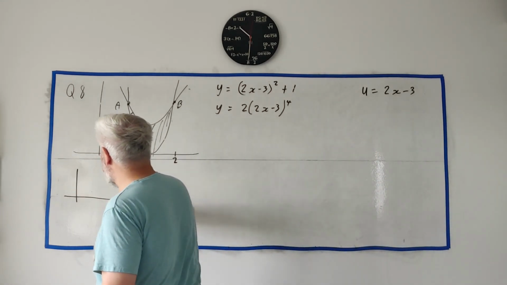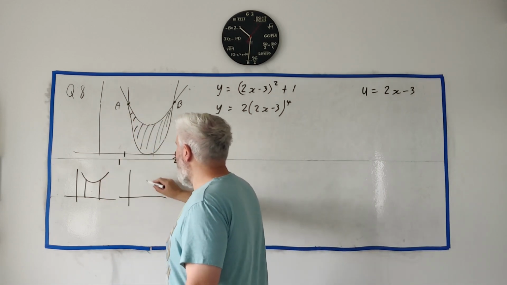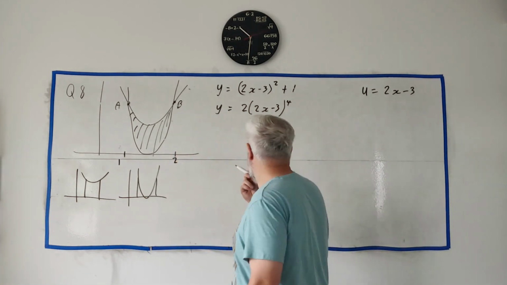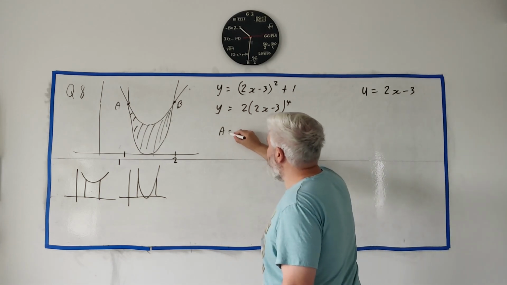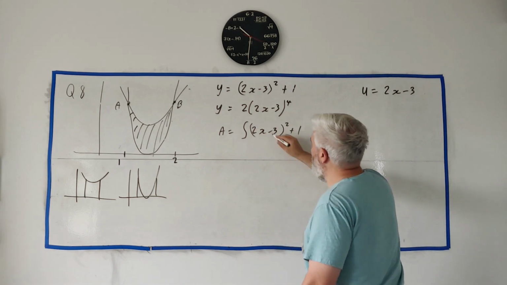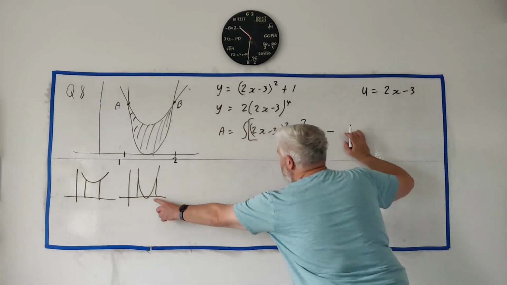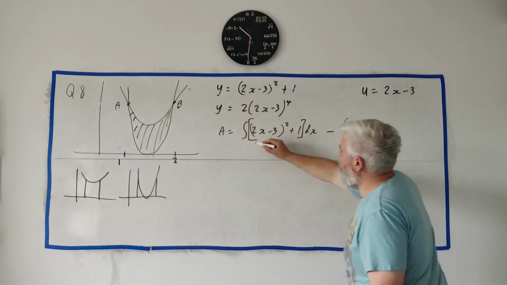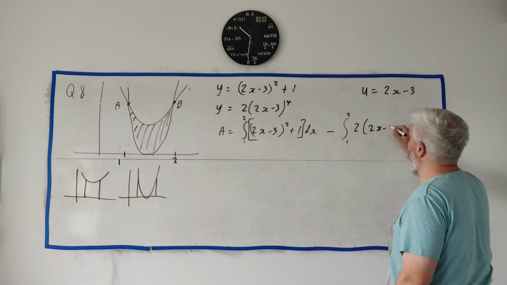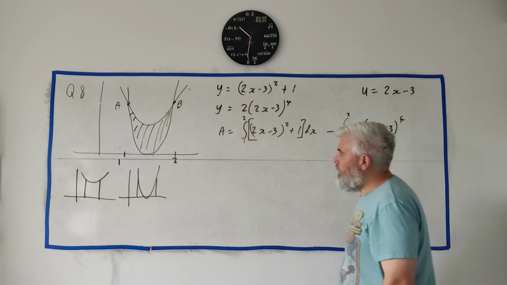Lots of students like to break it into 2 questions. Get the area under the top curve, then get the area under the bottom curve and take them away. That would look like, let me write it up here actually. A is equal to the integral of 2x minus 3 squared plus 1 dx, minus then the second number would be the integral 1 and 2 of 2 times 2x minus 3 to the power of 4. A lot of students do it this way, that's fine, it works out perfectly okay.